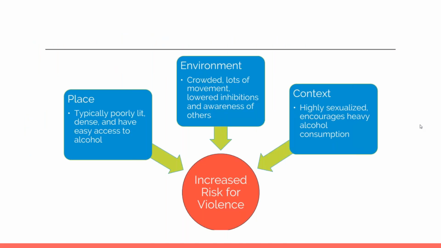Again, this is an infographic from NSVRC, really focusing in on why these campus party contexts and bars can be such hotspots for sexual violence. So we're looking at the environmental structures. It's a poorly lit place, it's packed, there's lots of folks, and of course there's an abundance of access to alcohol. Because it's so crowded, there's lots of movement going on.